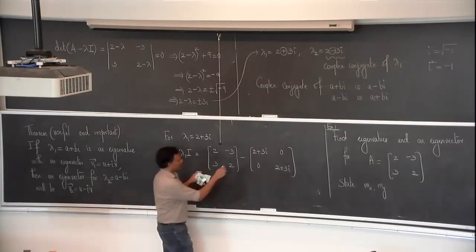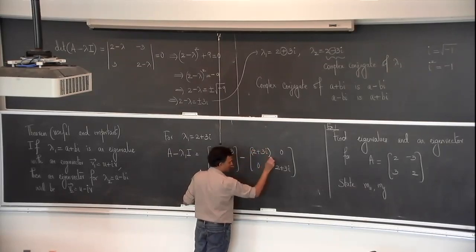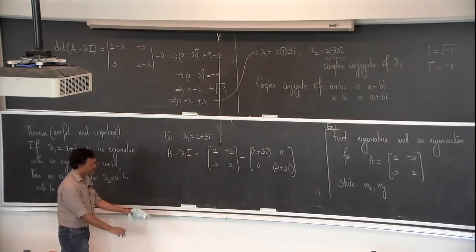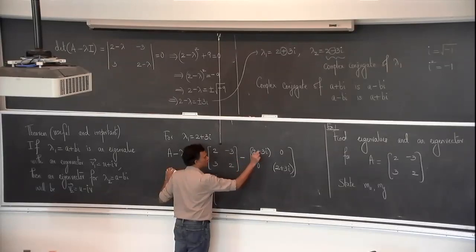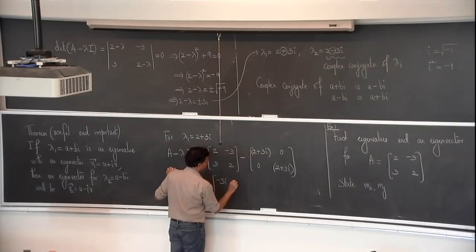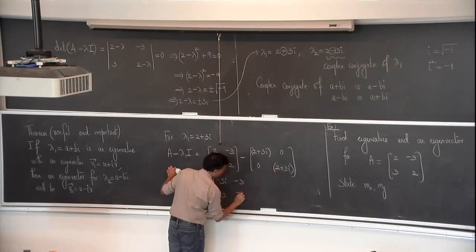Be careful here. There is a subtraction going on here. There are two terms. It's always a nice habit to put parentheses here, just so that you distribute this carefully. And then you get 2 minus (2 plus 3i). That's going to be negative 3i, negative 3, 3, and negative 3i.